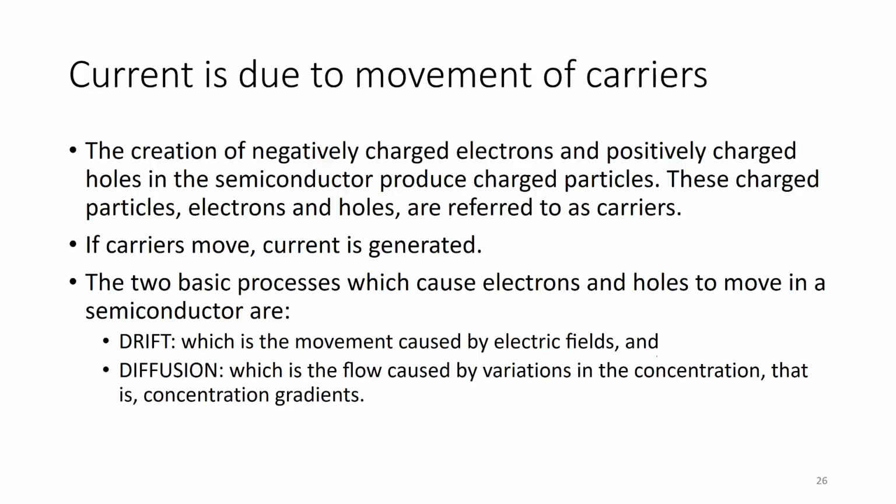The two basic processes which cause electrons and holes to move in semiconductors are drift and diffusion. Drift is when the movement is caused by electric fields, meaning the electric field is what makes the carriers move. Diffusion is the flow caused by variations in concentration, which we call concentration gradients.